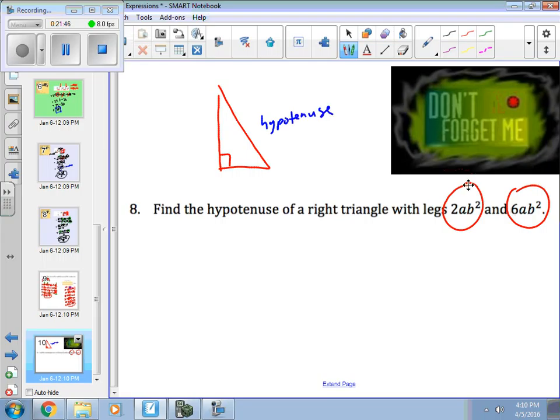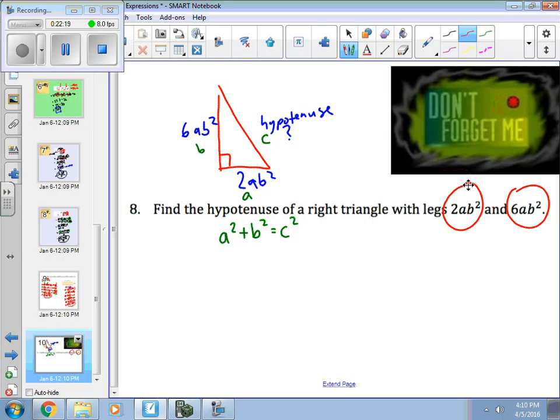And the other two sides, they give us the two legs are 2ab squared, and the other one is 6ab squared. Okay, well, how do we find this missing length of the hypotenuse? Well, anytime you're dealing with three sides on a right triangle, you come back to our good old equation here of a squared plus b squared equals c squared, the Pythagorean theorem. That's what we want to be using here. So this is our side A, B, hypotenuse always is C. So let's solve this out.